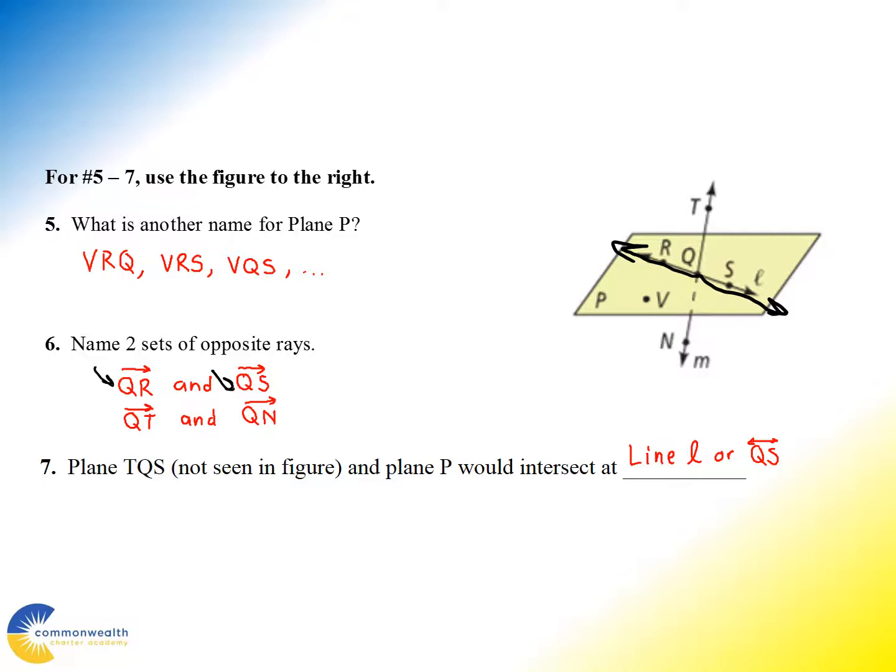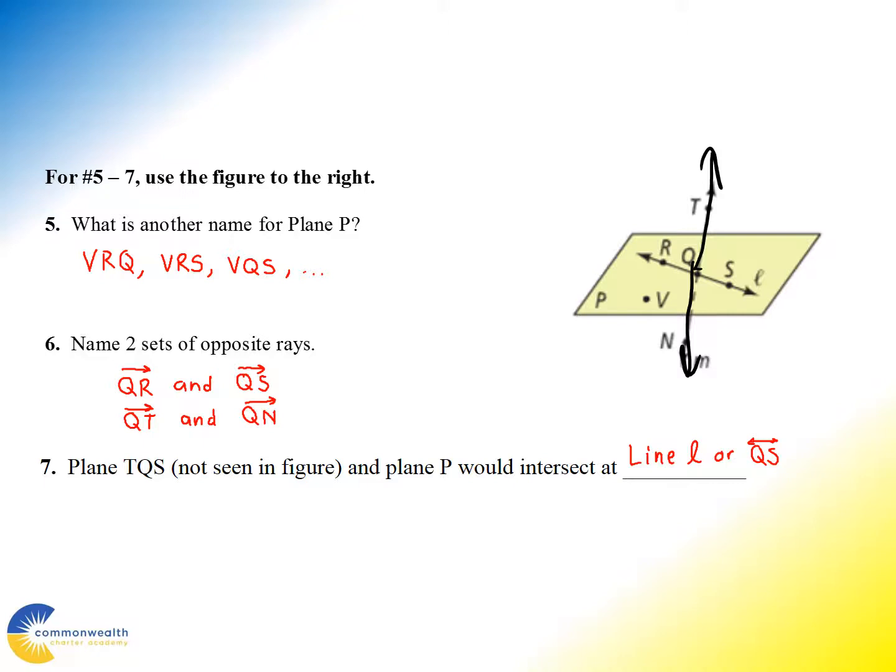Whereas if I say QR and QT, that's not a straight line. You can clearly see there's a bend here. So they may have the same endpoint, but they're not opposite rays. Now, QT and QN form line M, so you have that. Plane TQS, which is not seen in the figure, and plane P would intersect at.